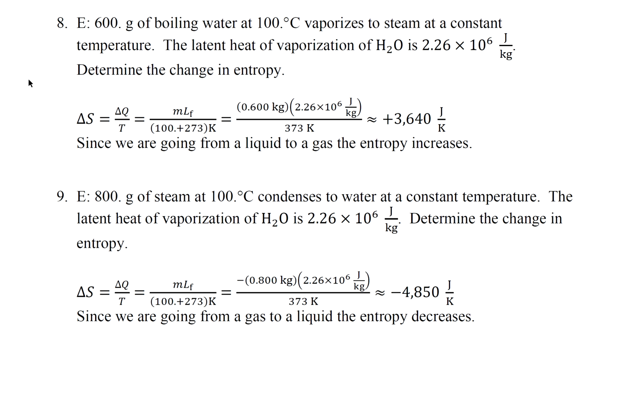Question 8. 600 grams of boiling water at 100 degrees Celsius vaporizes to steam at a constant temperature. So we're going to go from liquid to gas. That's why the change in entropy should be positive. The latent heat of vaporization of H2O is 2.26 times 10 to the 6 joules per kilogram. Determine the change in entropy.